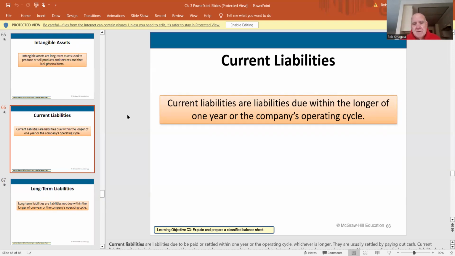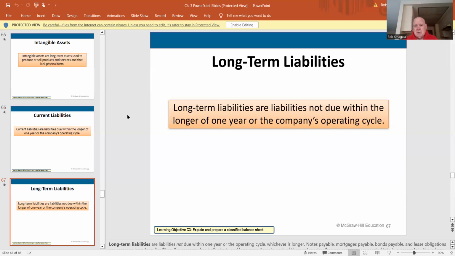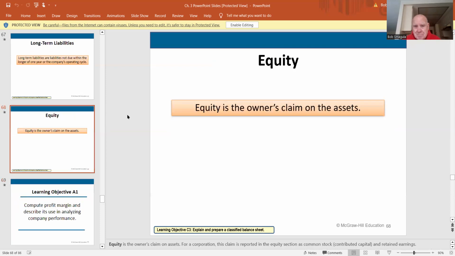We'll say 1 year. I don't think the book tries to fool us with operating cycle issues. Current liabilities: we bought something from somebody and the deal is we pay the guy in 6 months. That's a current liability. If the deal is we pay the guy in 2 years, which is possible, that's a non-current liability, a long-term liability, not due within the longer of a year or the company cycle. So it's always the 1 year that distinguishes a current asset or a current liability, okay?